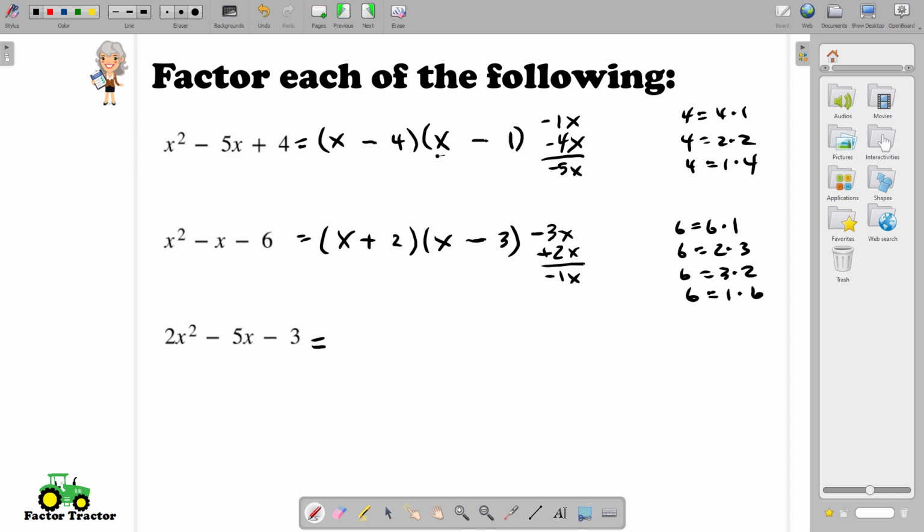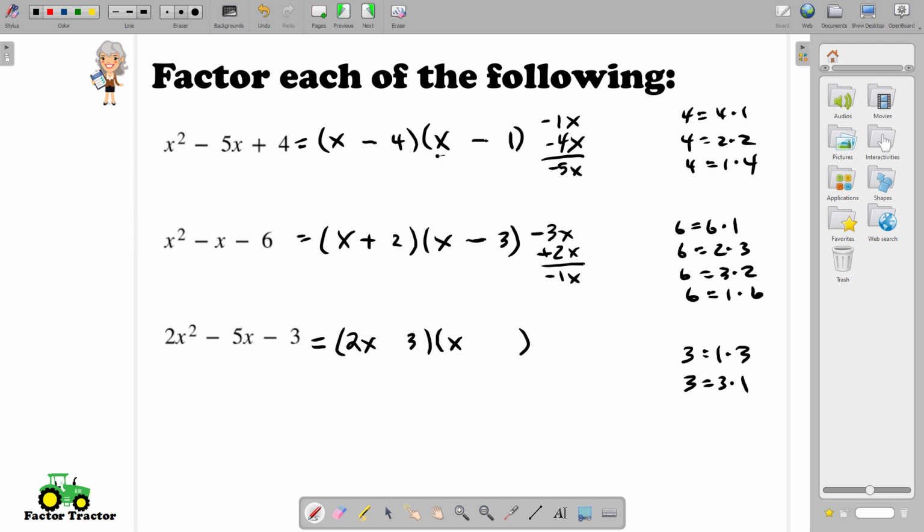Sometimes my factor for my first term is not just an x squared term. It may have a constant in front. So I know that in order to get 2x squared, I'm going to have to multiply 2x times x. My factors of 3, those are simple. It's 1 times 3 and 3 times 1. So we have to be careful.